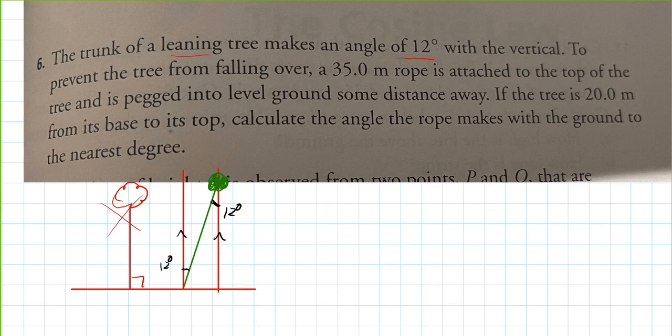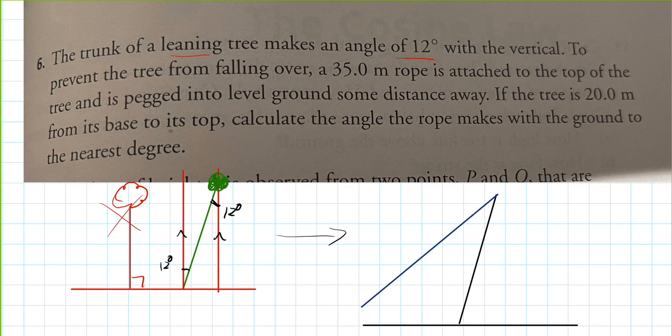The next it says, to prevent the tree from falling over, a 35-meter rope is attached to the top of the tree and is pegged into level ground some distance away. This is interesting, okay? I'm going to superimpose this picture. It's always good to try to make a vertical if we can. I'm going to represent the tree with kind of a black line now. The next part is our rope. I'm going to make the assumption that the rope is going in this direction, okay? It could technically go the other direction, but I feel like physics wouldn't support that. And we're going to talk about that in a second.